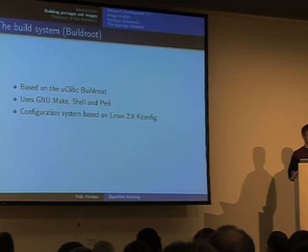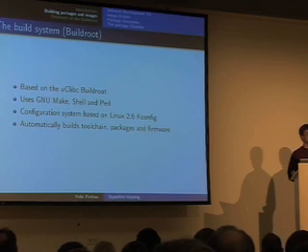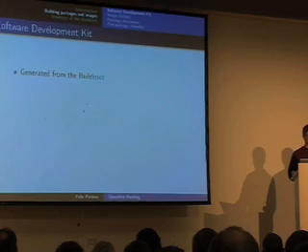And we also use a configuration system which is based on the kernel config of Linux 2.6, which you're probably already familiar with if you're using Linux. And the main feature of this build system is that it automatically builds toolchain packages and firmware. So you don't need to worry about downloading the single components which make up a whole Linux system. Just grab the source code and it will do all these things automatically for you.